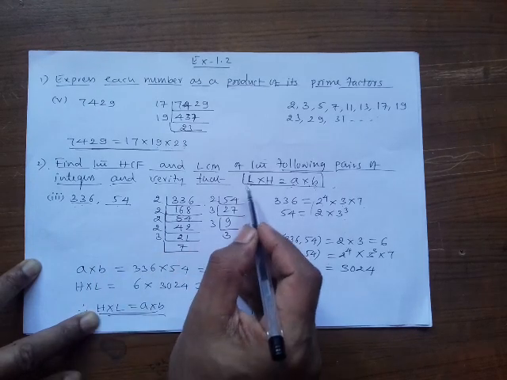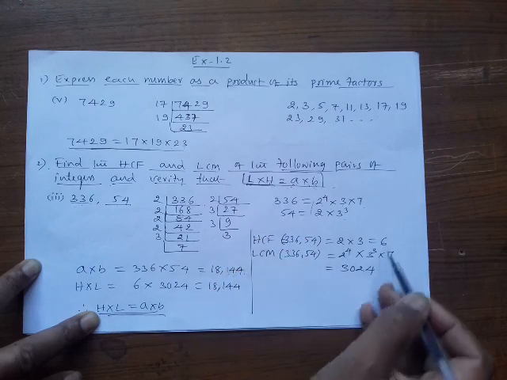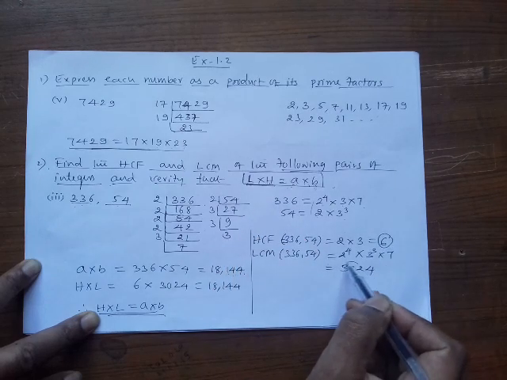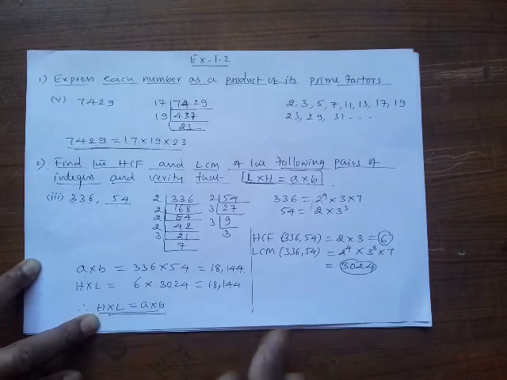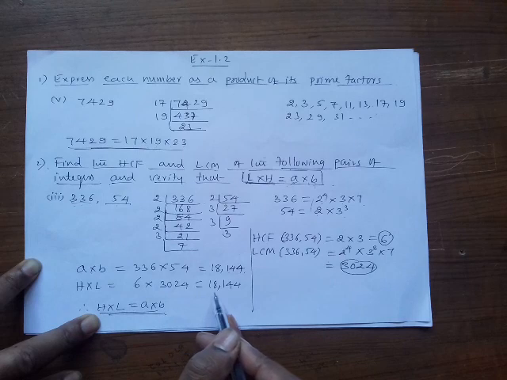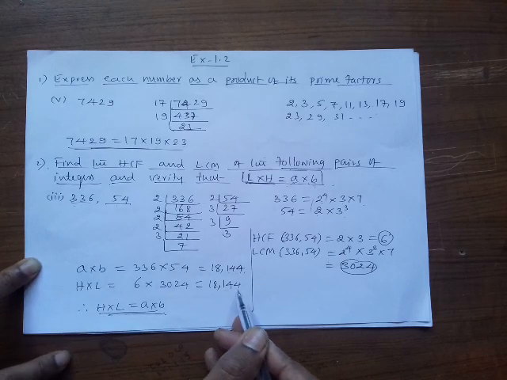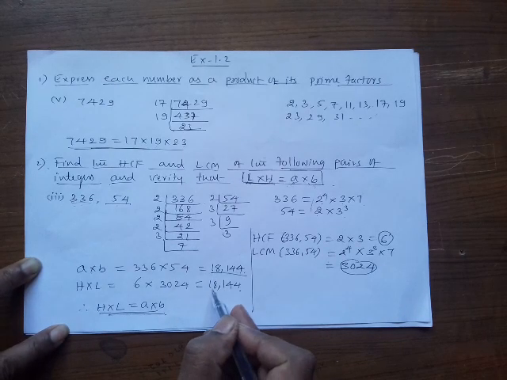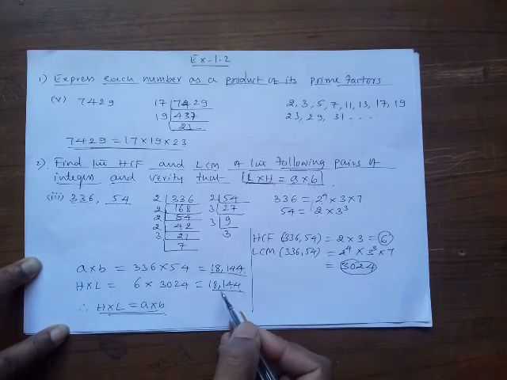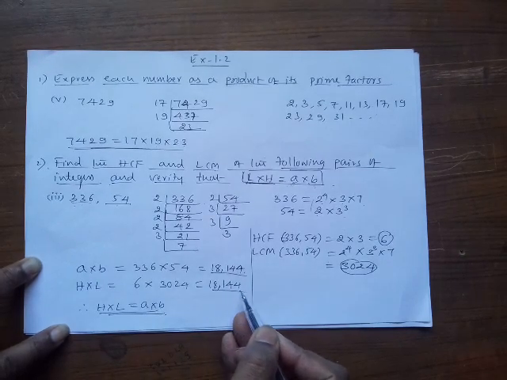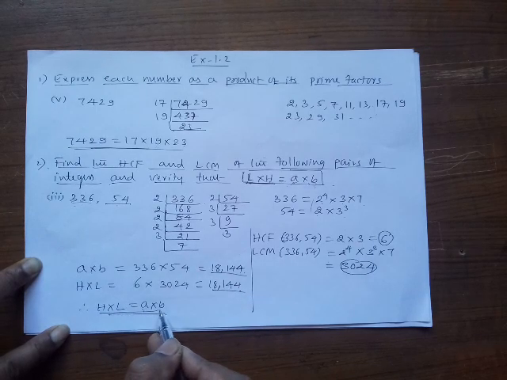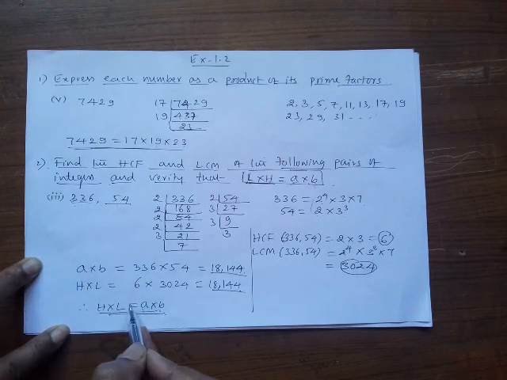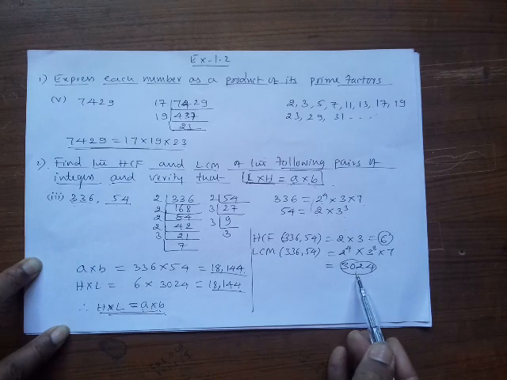That is 18,144. Next you have to find out the product of HCF and LCM. HCF is 6 and LCM is 3024. So multiplying HCF and LCM, that is also equal to 18,144. So here 18,144, here also we obtain 18,144. So now you can write that the product of the numbers, 336 and 54, is equal to the product of their HCF and LCM.